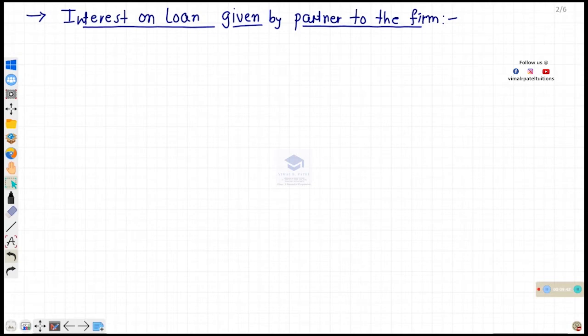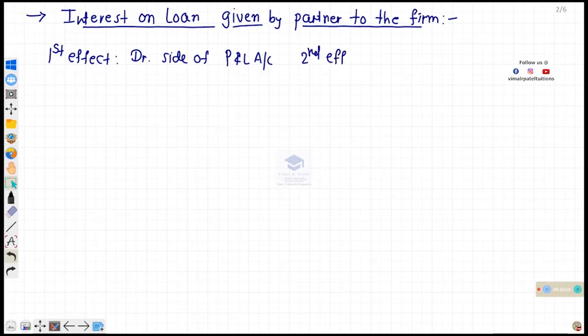First effect, debit side of P&L account. And second effect, liability side of balance sheet.